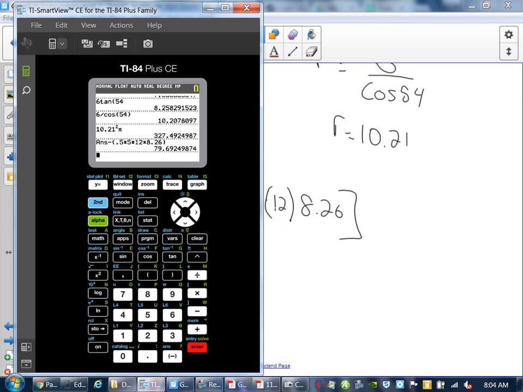Now remember, what's happening here is you're basically finding an area twice in one problem. You're basically finding an area twice, but you have a couple extra steps that are built into it to get there. It's just a couple extra steps built in.